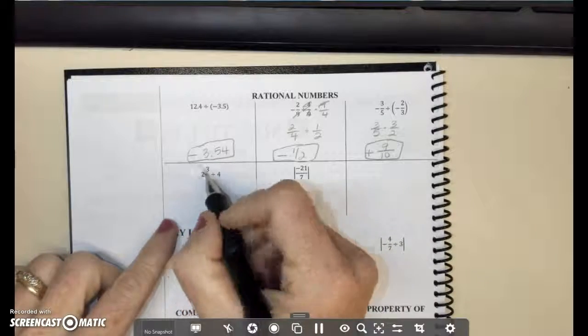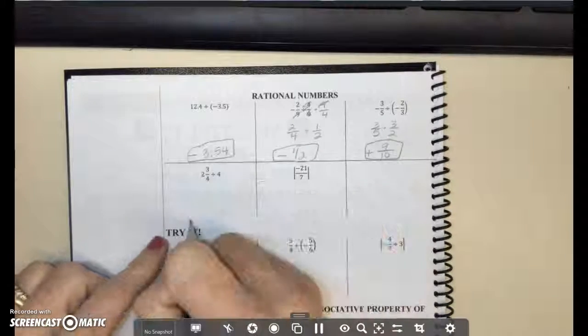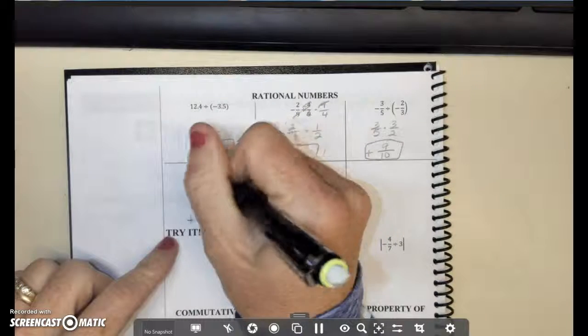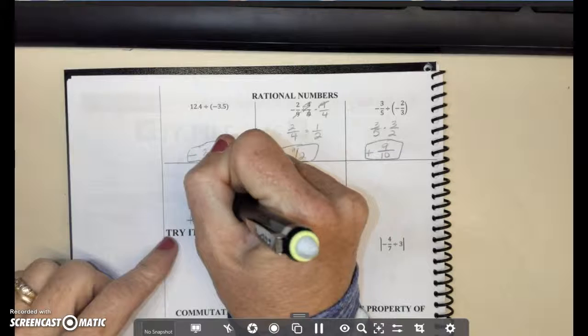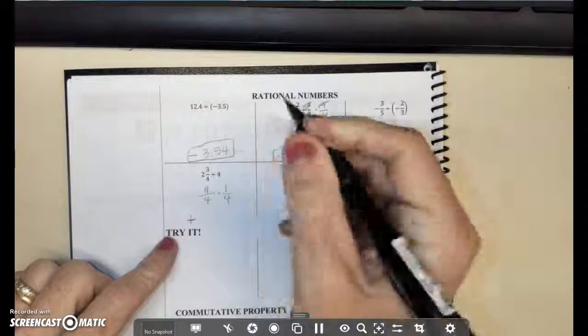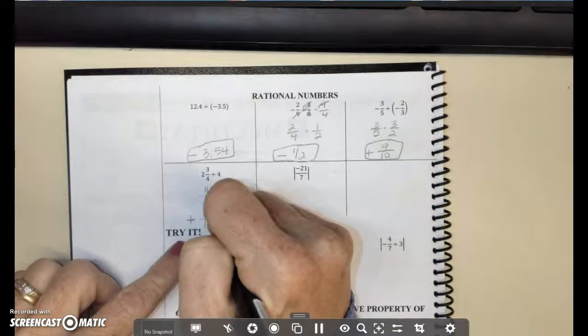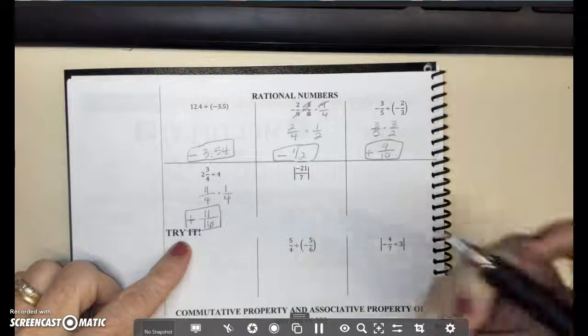Alright, let's change this to an improper fraction. We have a positive divided by a positive, so I know my answer is going to be positive. So 2 times 4 is 8, plus 3 is 11. Dividing by 4 is the same as multiplying by 1/4. So I get positive 11 over 16.